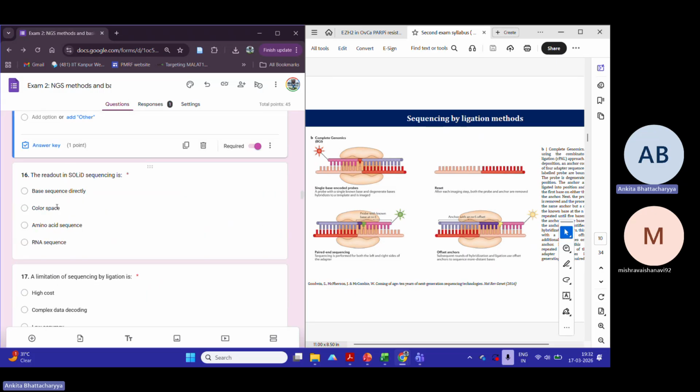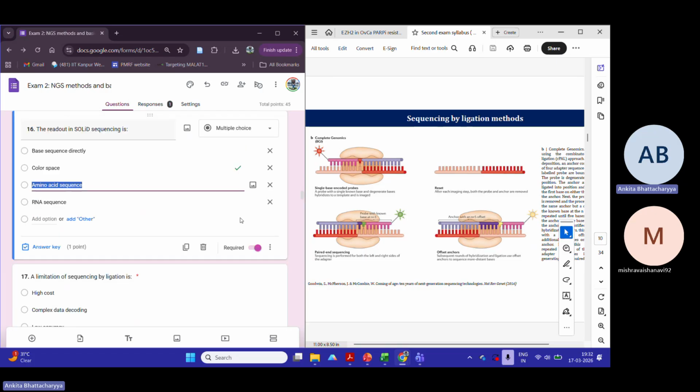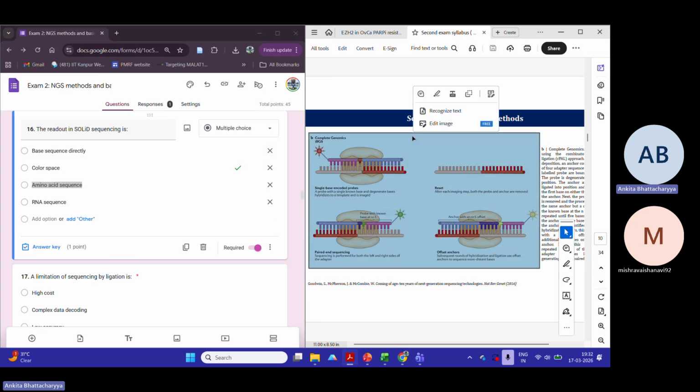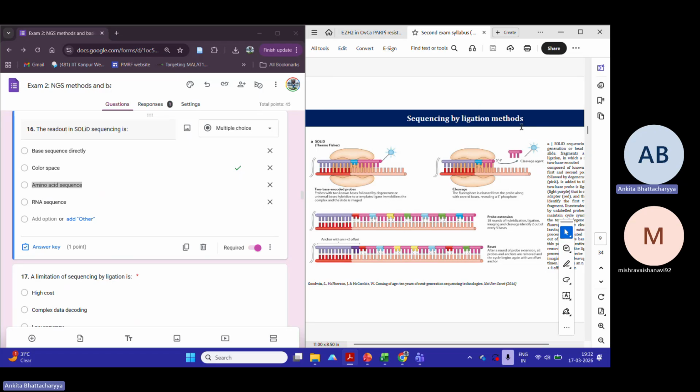Then the readout in solid sequencing is which of the following: base sequence, the color space, amino acid sequence, and RNA sequence. What you get actually is the color, and from the color you can trace back. Let me go back to this slide again. Yeah. So what you actually get is the base which has gotten released. Your probe sequence is already known, but that is not your readout. Your fluorescence or color is your actual readout in this case.